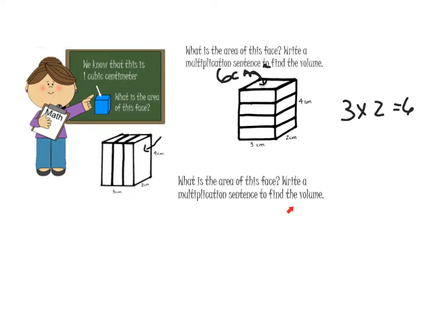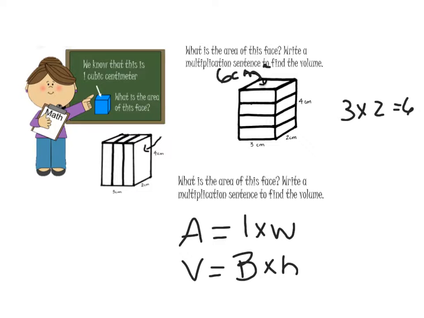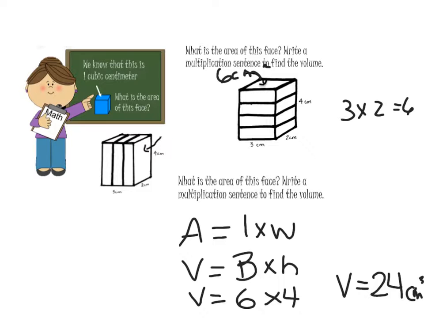Now, what would the multiplication sentence be to find the volume? We can do area times the height to get the volume. So area equals length times width. So we can use the area, which is the base, or big B, times the height. We know the area we got was 6, and the height is 4. So we'll do 6 times 4. So the volume is equal to 24 cubic centimeters.